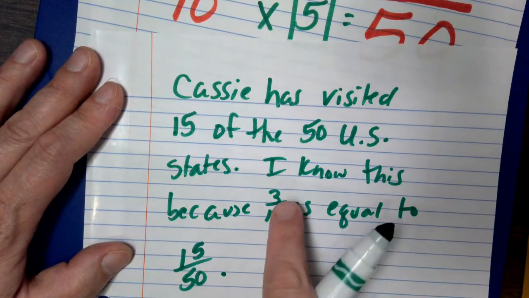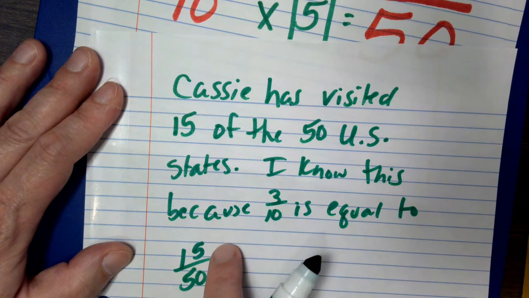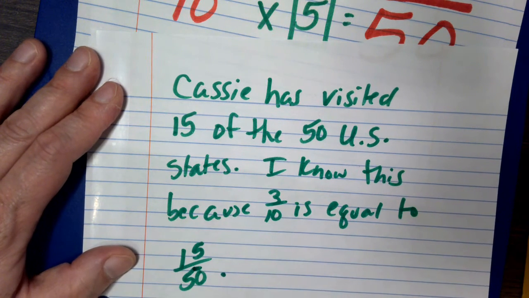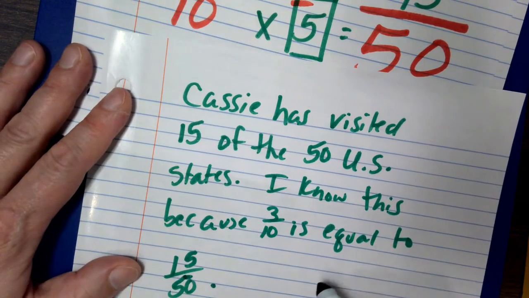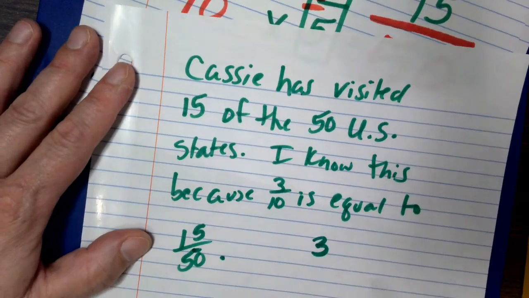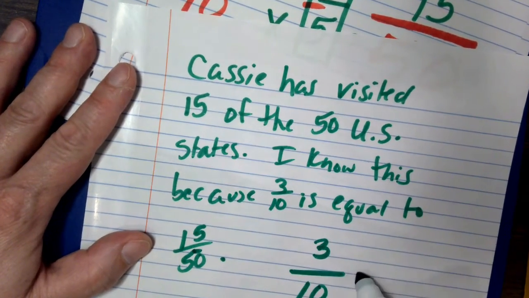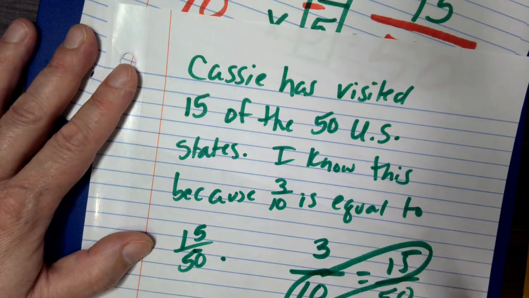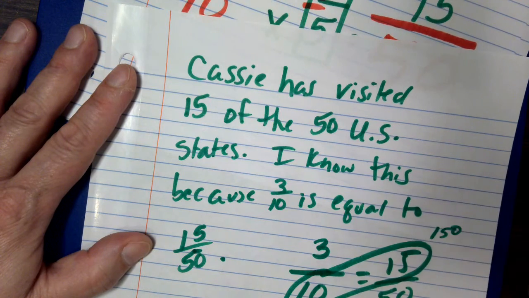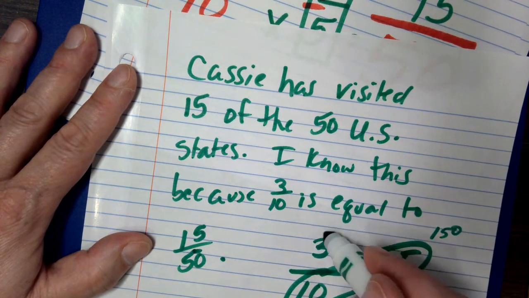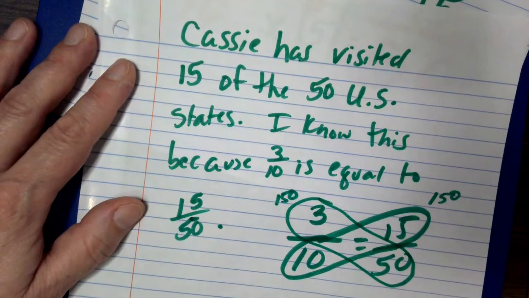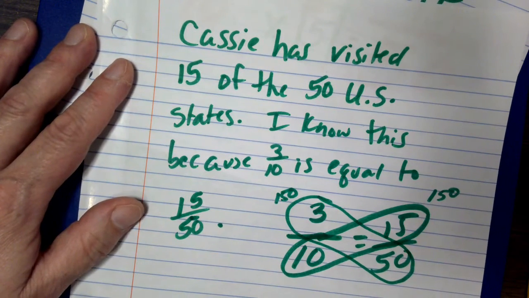I know this because 3/10 is equal to 15/50ths. And if I want to show that just to be sure, I can do my cross multiplication of my 3/10 is equal to 15/50ths. And if I cross multiply them, 10 times 15 is equal to 150. 50 times 3 is also equal to 150. So I'm very satisfied with this as my answer.